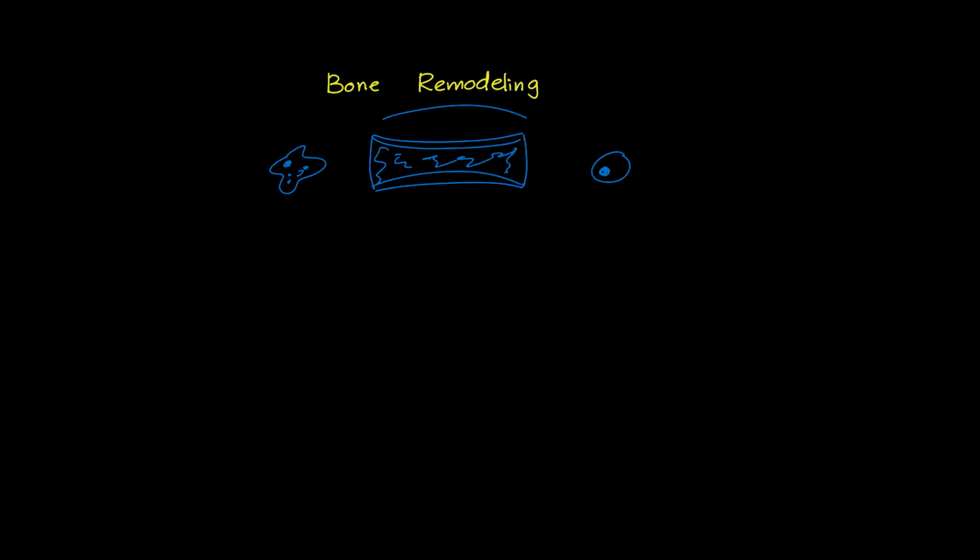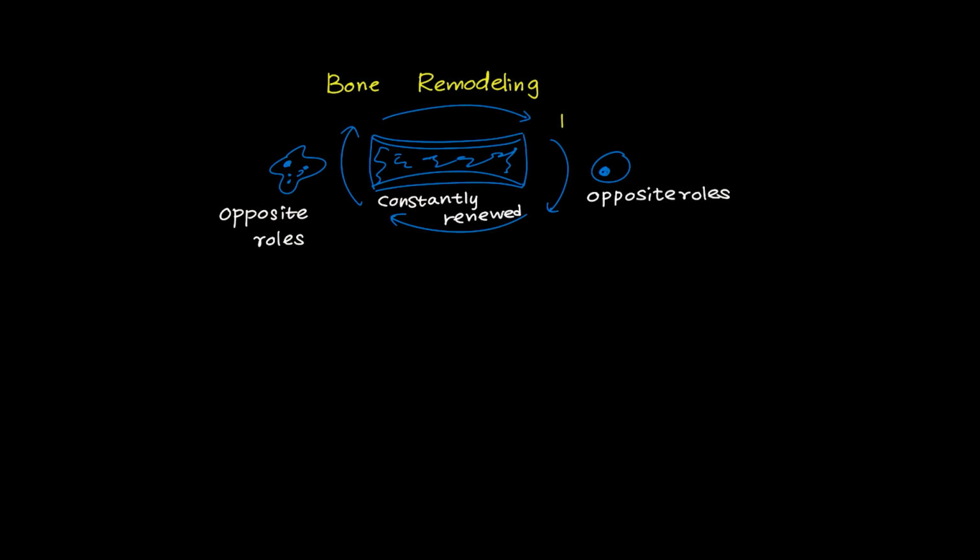Bone remodeling runs on two opposite cell crews, and they have a clever balance going most of the time. Bone is not a static structure. It constantly breaks down and rebuilds itself throughout life. Two cell types drive this process, and each does the opposite of the other. Osteoclasts are the demolition team. They dig into old or damaged bone, dissolve the mineral content, and release calcium into the bloodstream. Think of them as bulldozers breaking up pavement.